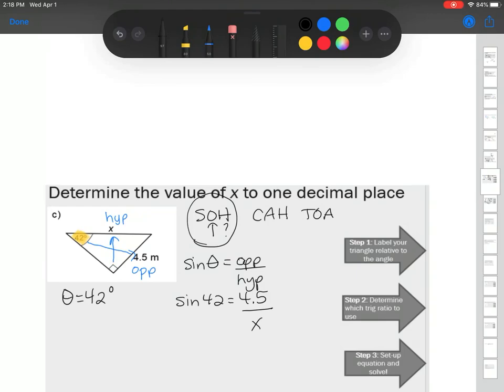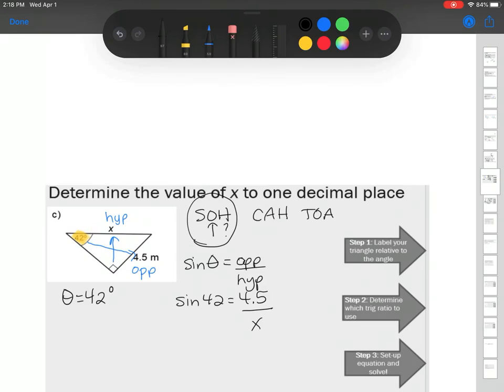Okay, so now we have a bit of a problem. The x is in the bottom, which can make your life a little bit tricky, but you just have to think about what we're trying to do. It's the same principle as the other one. There's just always going to be an extra step when it's in the bottom. So I'm going to show you 2 ways to do this, okay?